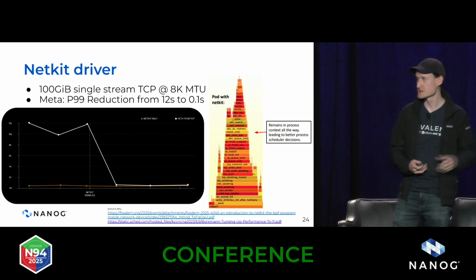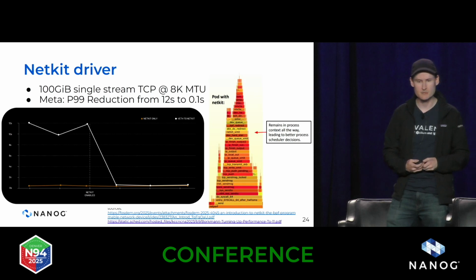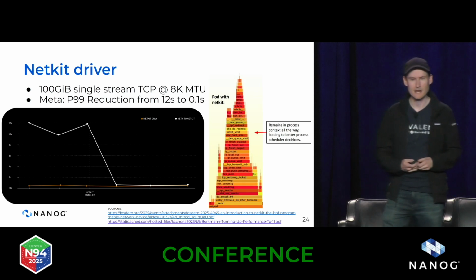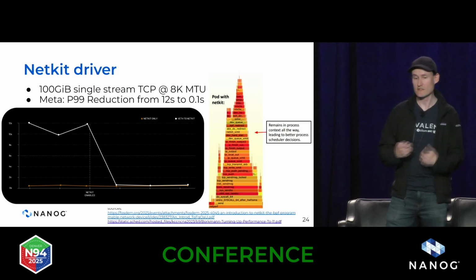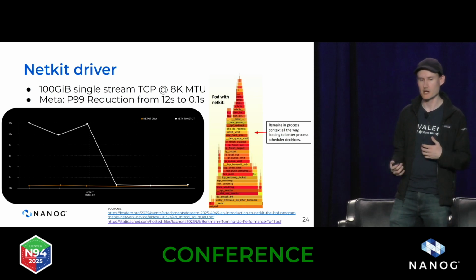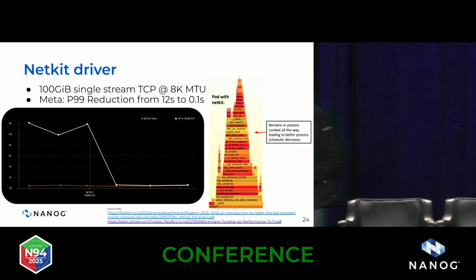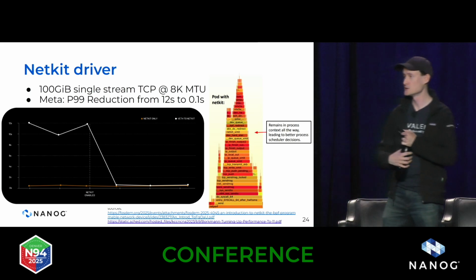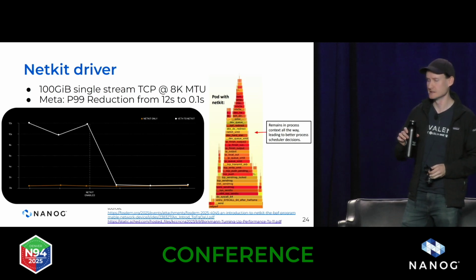And so we put this into recent Linux kernel versions, and actually Meta at FOSDEM in February this year talked about a situation where they had an application that would have about 12-second latency for a particular operation at the 99th percentile. And when they switched from virtual Ethernet pairs to this new Netkit-based driver, that dropped down to just 0.1 seconds. So that's a pretty drastic improvement in the latency.